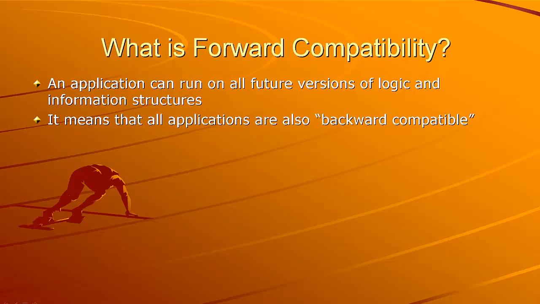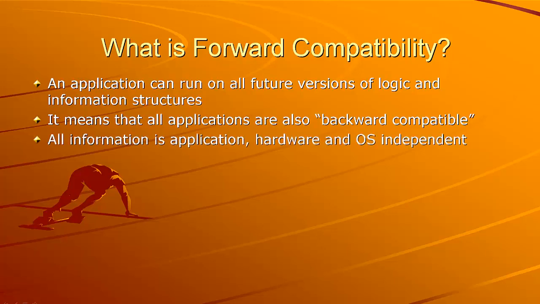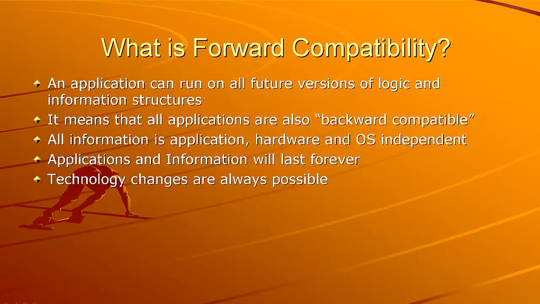Now, forward compatible says, okay, I don't care what you do to the information or to the logic, we can always access it. So all information is basically application, hardware, and operating system independent, meaning that they cannot affect the information. Therefore, applications and information will last forever. You may not have the new capabilities, but you can still run on that same application 100 years from now.